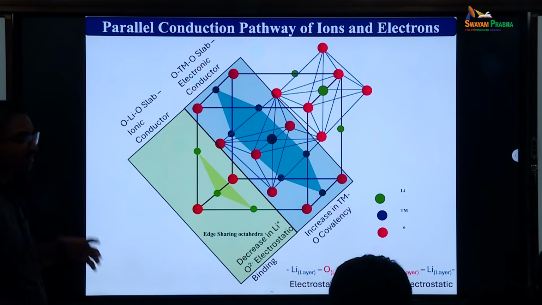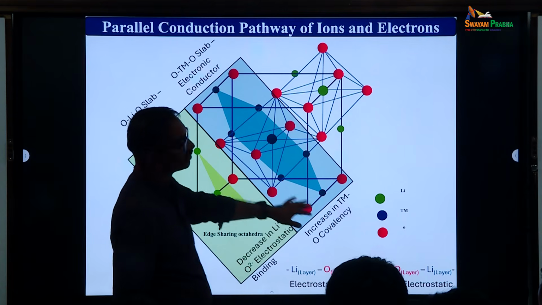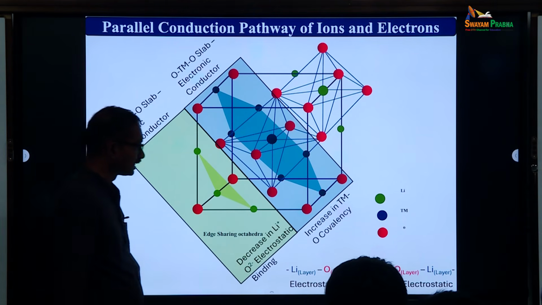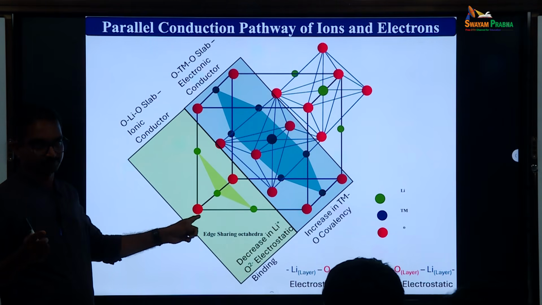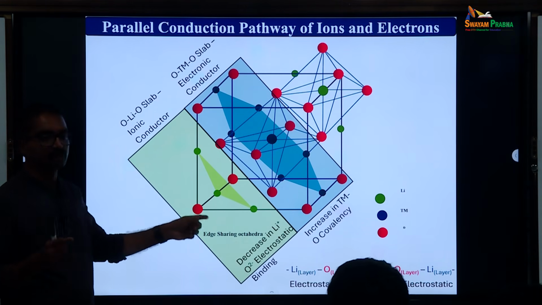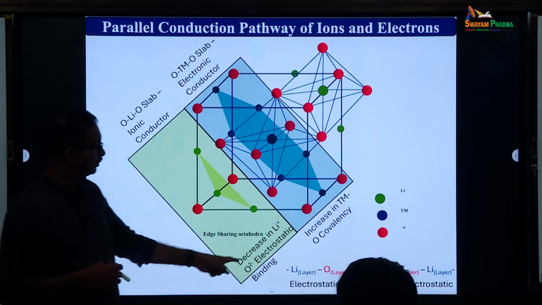Now we can also look at it very differently. It's the same structure. What I have done, I have made a green slab and black slab. What is interesting here? Lithium is highly electropositive compared to oxygen. That means between lithium and oxygen, what kind of bonding is possible? Mostly ionic bond. Okay.